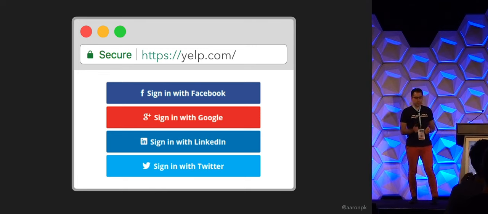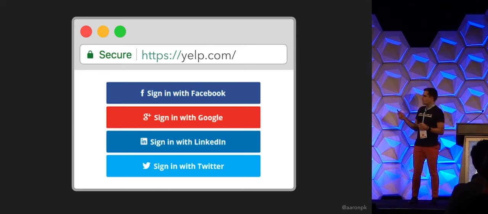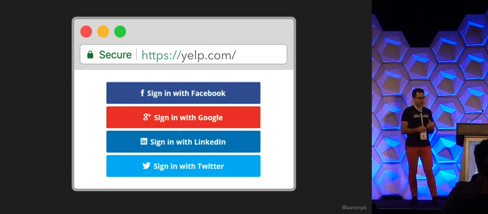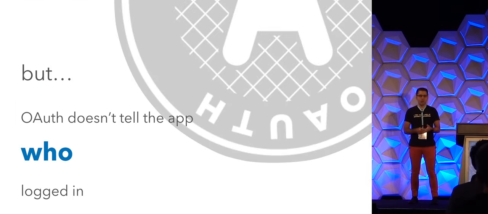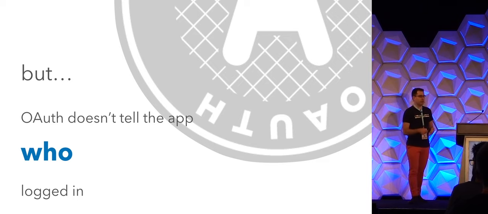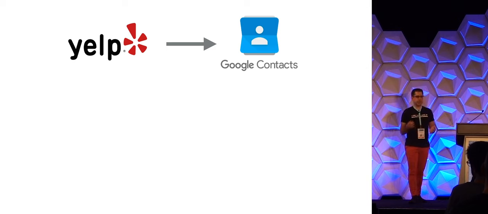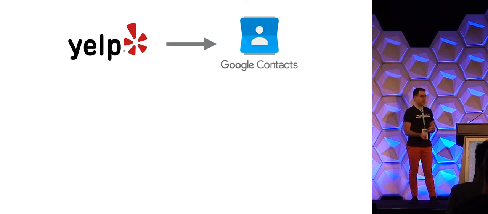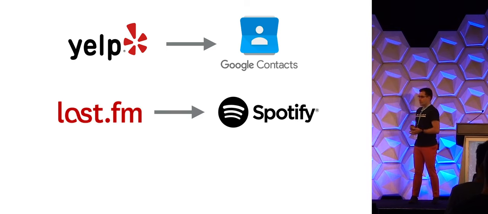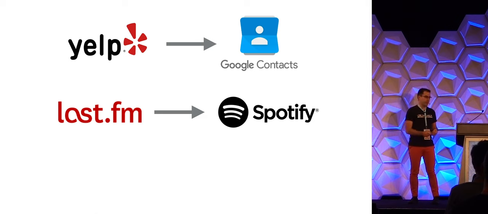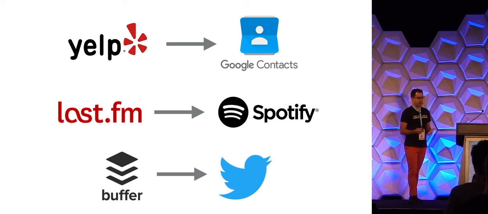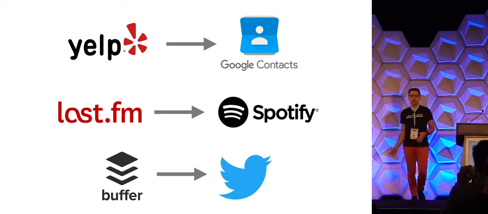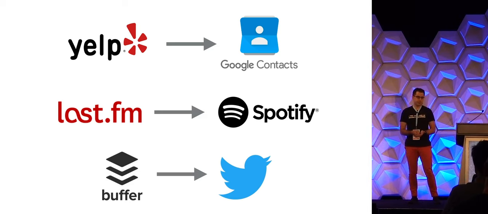The interesting thing, though, is that this wasn't actually the original goal of OAuth. OAuth was never actually designed to tell the app who logged in. OAuth was designed to give access to data. So Yelp wants to access your Google contacts, or Last.fm wants to read data from your Spotify listening history, or Buffer's trying to post to your Twitter account. All these things are about accessing APIs, not about identifying the user.